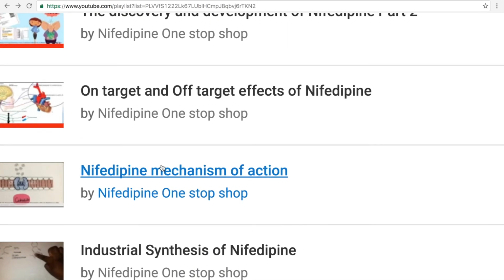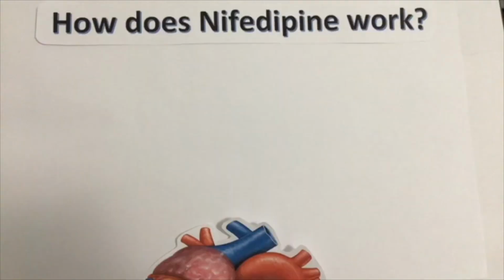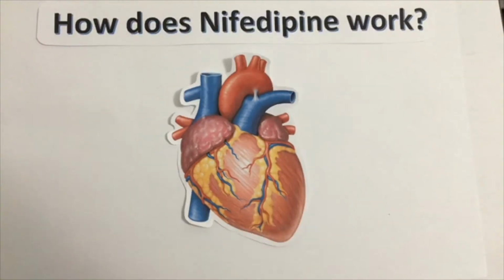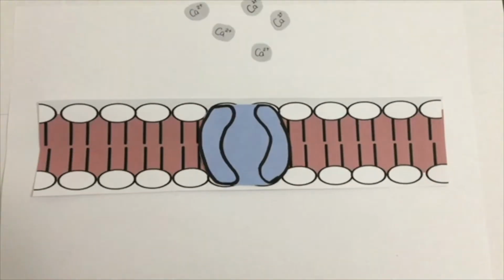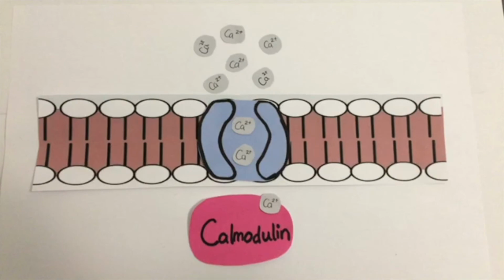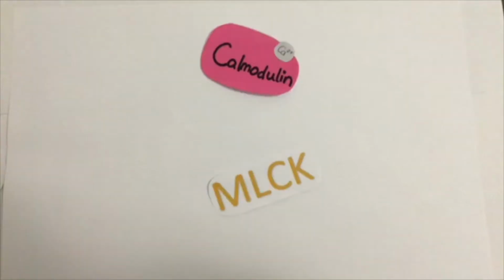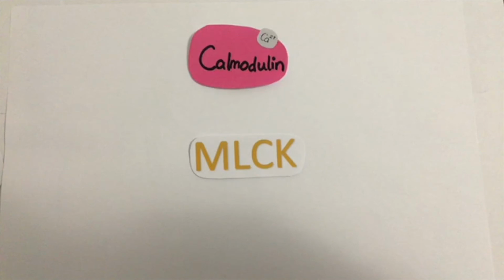I wonder what nifedipine actually targets in my body. How does nifedipine work? Blood vessels in our body are lined with cells containing L-type calcium channels. Calcium ions entering the cell through these channels bind to calmodulin. Calcium-bound calmodulin then binds to and activates myosin light chain kinase, MLCK.